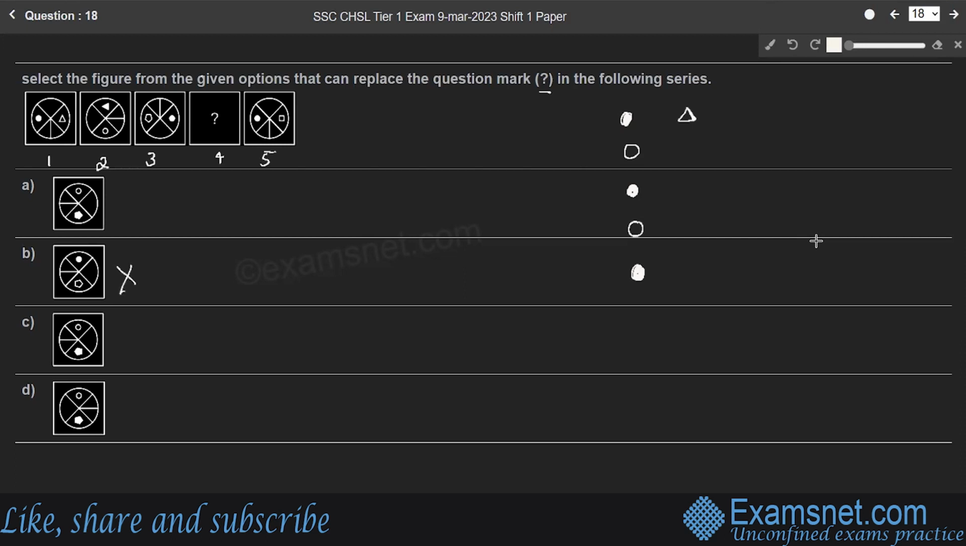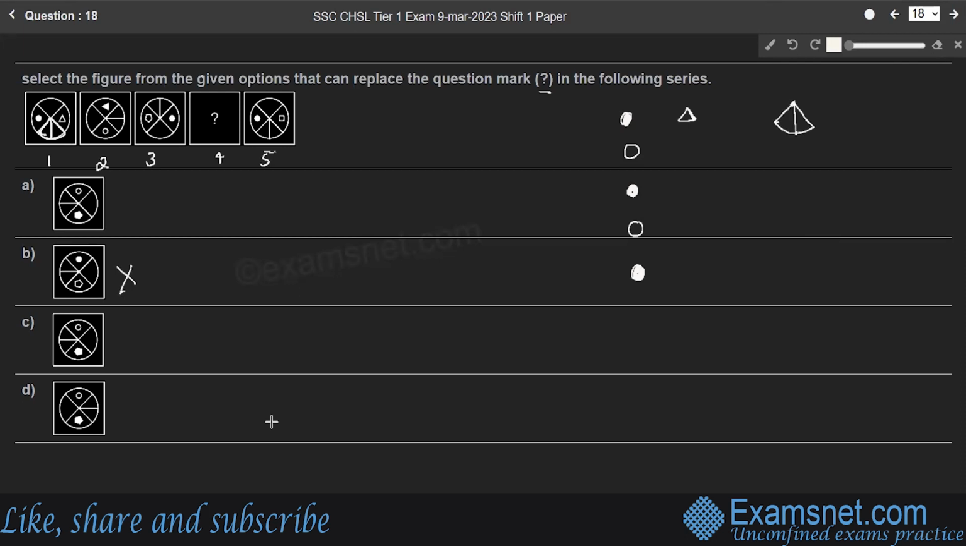Therefore, we need to consider only options A, C, and D, not B. So consider the remaining things, right? Here, consider the lower part, which I am showing now.